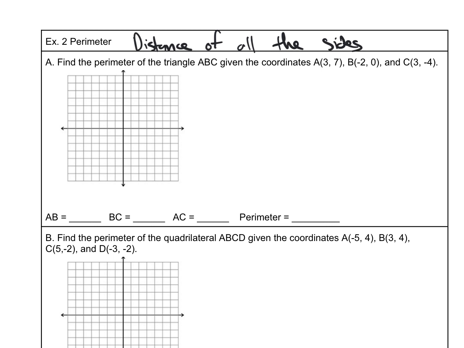So I'm going to plot these points. First one, A, is at 3, 7, so you're going right 3, up 7. Second one is at -2, 0, that is B. And then the last one's at 3, -4.